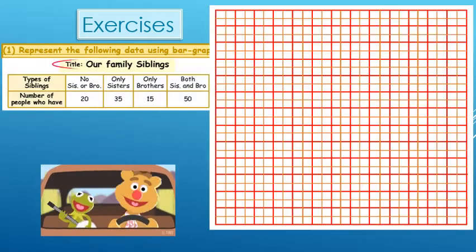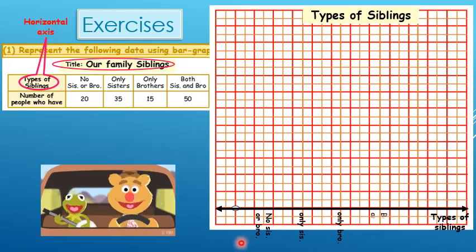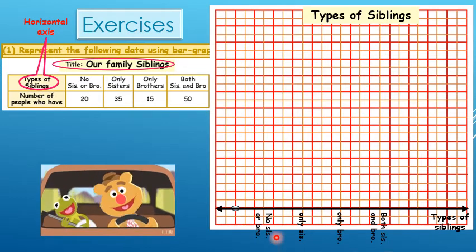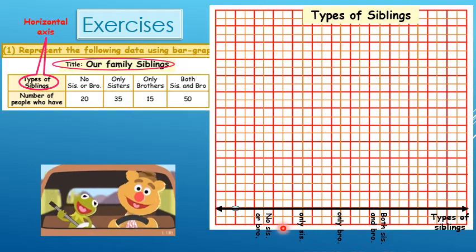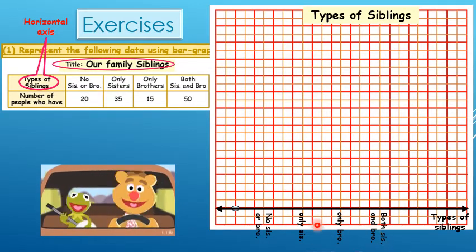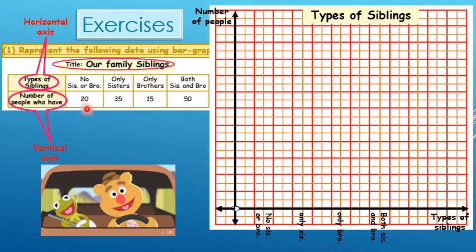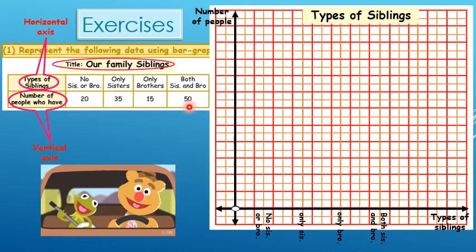Now, one more time. After we draw our axes, go and write the data on it. Okay, we have no sister or brother, and make a space, and only sisters, and make a space, and only brothers, and make a space, and both of them, sisters and brothers. Okay, in this horizontal axis, and on our vertical axis, what is the scale here? We have 20, 35, 15, and 50.